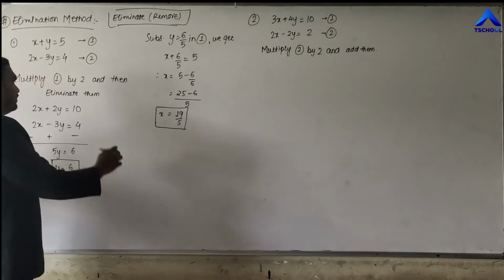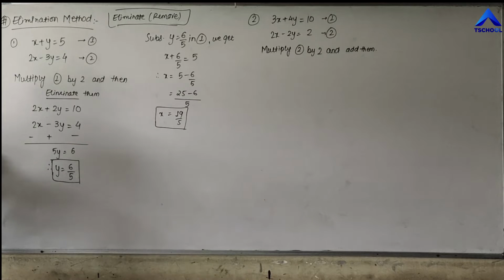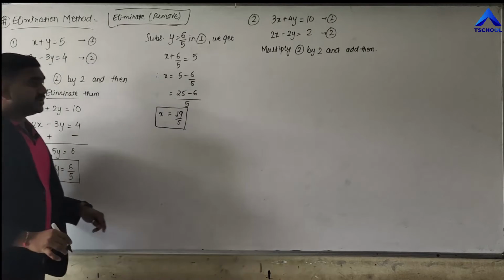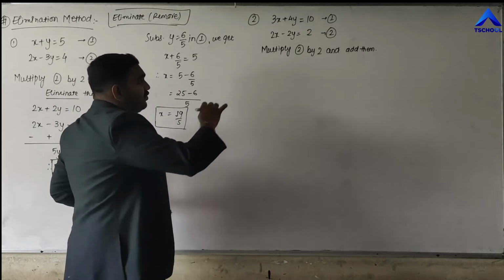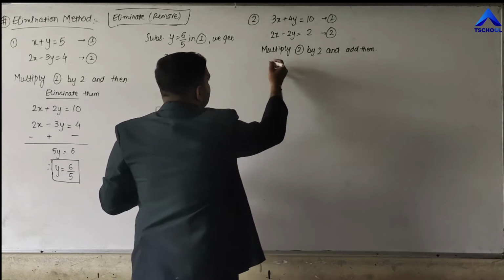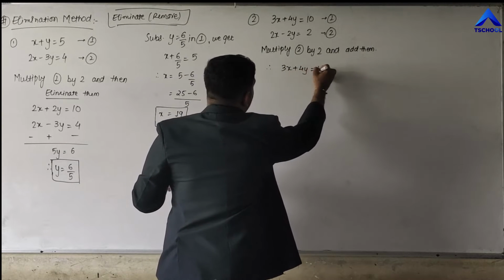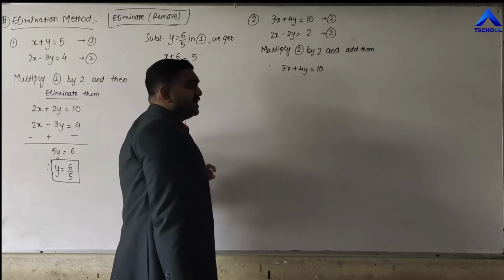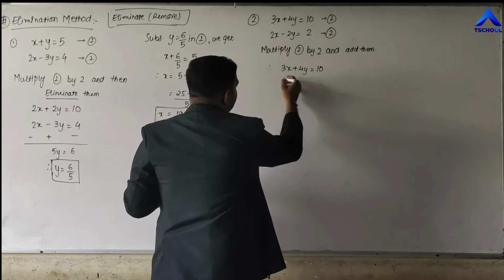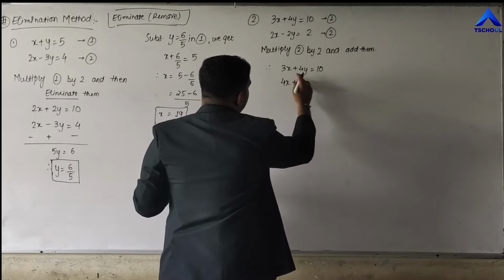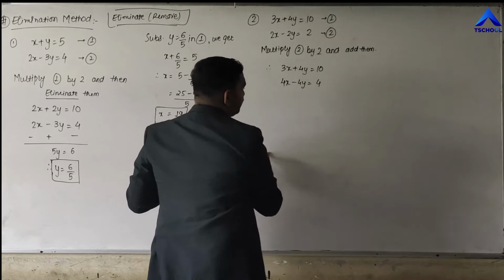See the difference here. We have eliminated earlier. Elimination means to remove, that means to subtract. So we have subtracted there. Now here we are going to add them so that we can eliminate the variable y, right? So what shall we do: 3x plus 4y equals 10. The first equation is as it is. In the second equation now we are going to multiply it by 2. So we shall get 4x minus 4y is equal to 4.